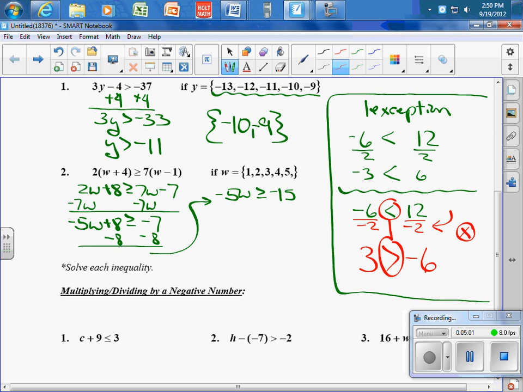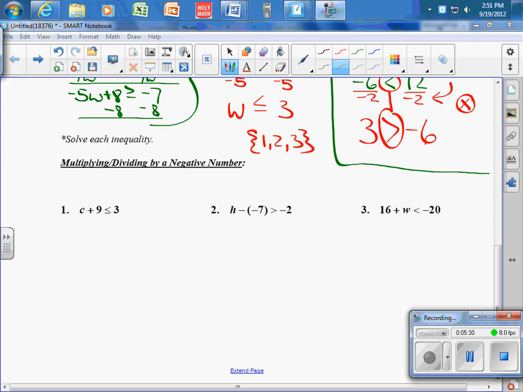So back to our problem in number 2. I'm going to divide both sides by negative 5. In doing that, I get w on the left side, I get 3 on the right side, but because I've divided by a negative, we must reverse the inequality sign, and we get w is less than or equal to 3. So which of these numbers is less than or equal to 3? 1, 2, and 3 would be my solution set.